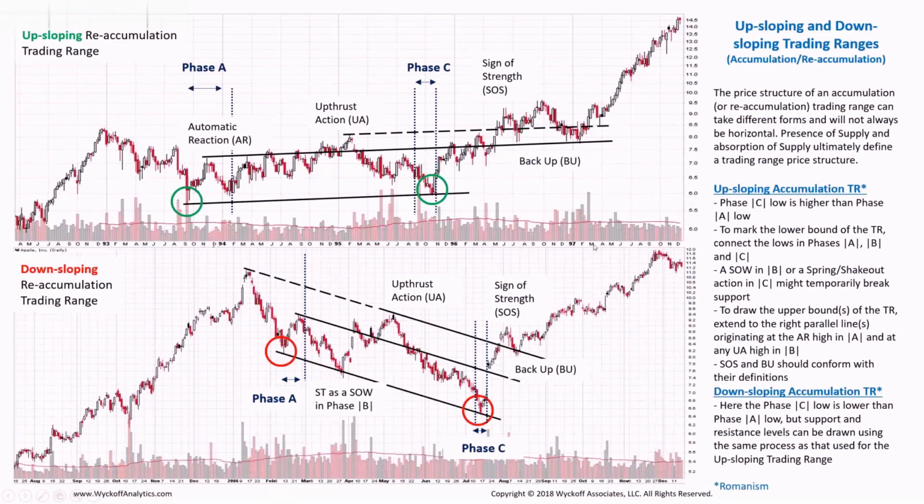Okay, let's talk about upsloping and downsloping ranges. Students were asking me, what are the rules as to how you create upsloping, downsloping ranges? I kind of explained to you guys how I did this on the previous slides. That was my answer to Philip's question, I believe. So let's look really quickly at the bottom chart. And this is a downsloping reaccumulation trading range.